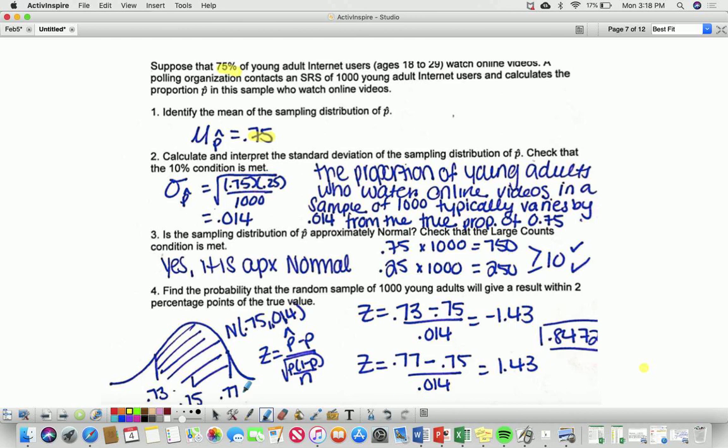The reason why it's 0.73 and 0.77 is because we want it to be within 2. So I took the 0.75, I added 2, I subtracted 2. We want it between those two. Also, this being negative, this being positive, and it being the same number is no coincidence. 0.73 and 0.77 are the same distance from the mean. Therefore, they're going to have the same thing, except it's just going to be negative and positive. Once you get those, table A and subtract your probabilities.